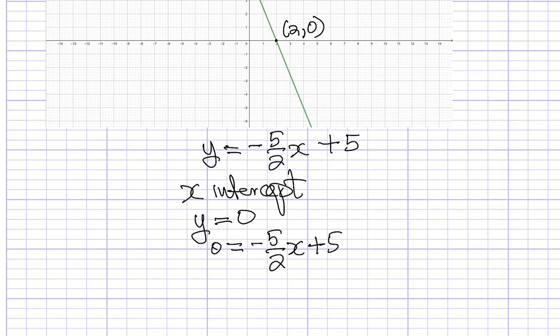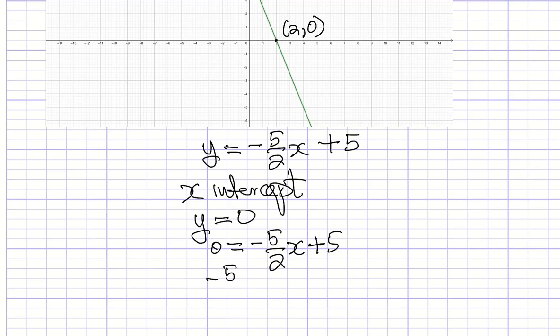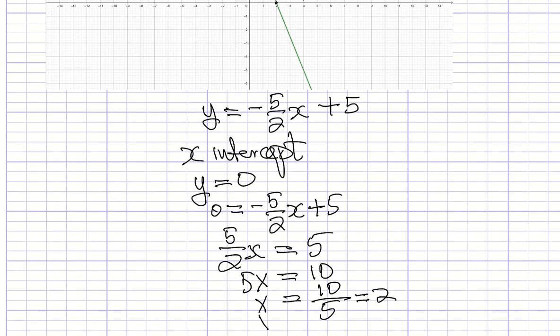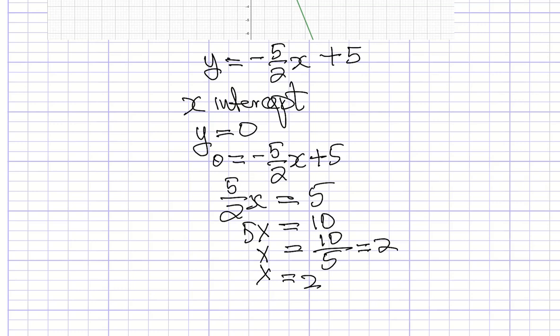So you can move things around. It becomes 5. When you move it over, change the sign. 5 over 2 x equals 5, okay? So you multiply both sides by 2, and you get 5x equals 10. x equals 10 over 5, which is 2. So x equals 2. That's the x-intercept, which is the same thing as 2, 0, okay?